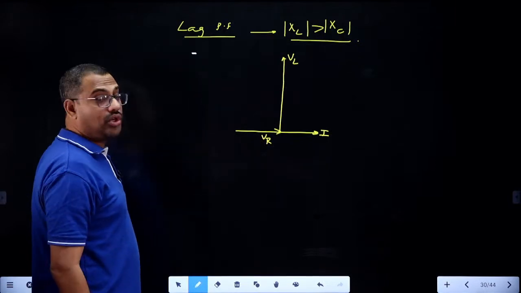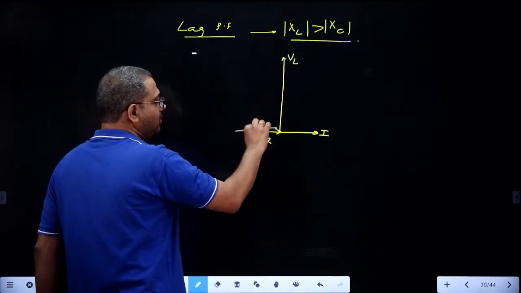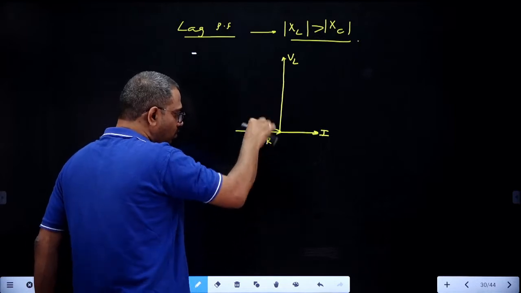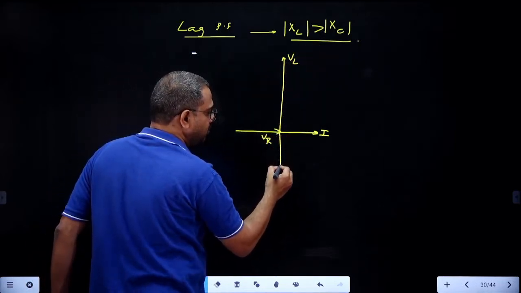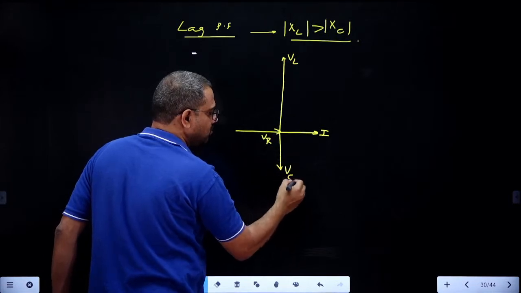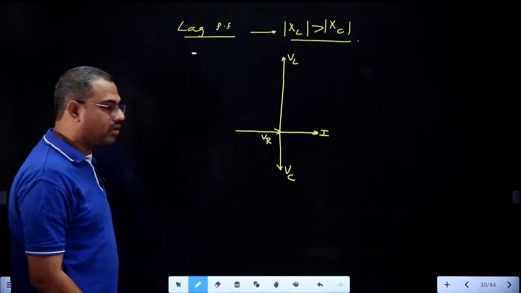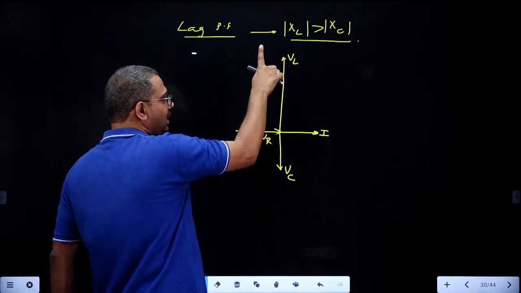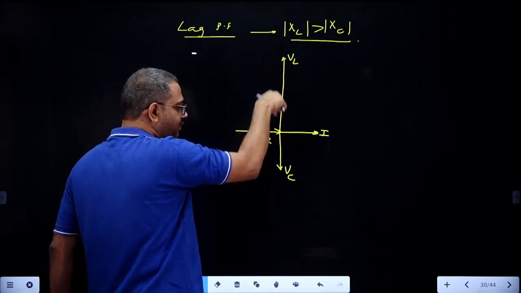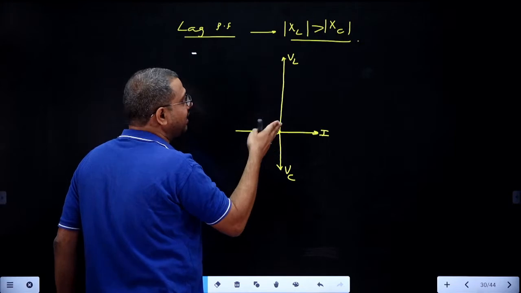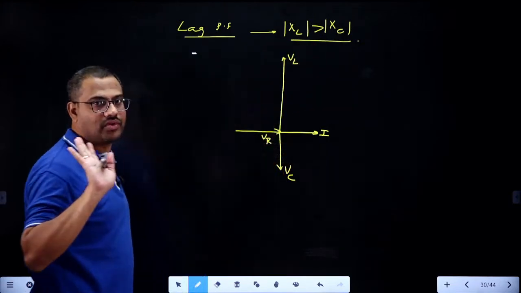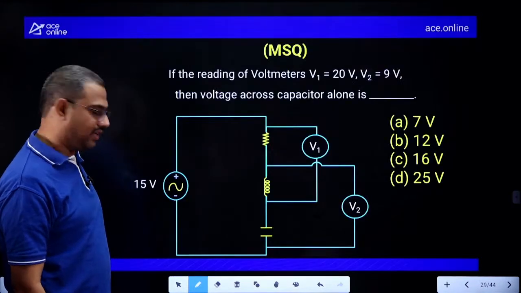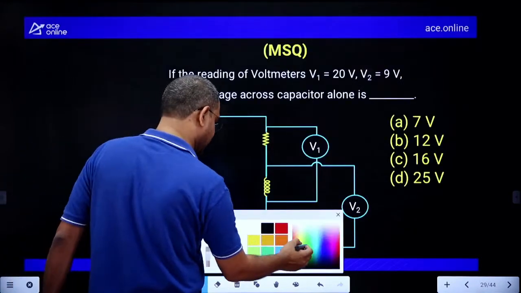Then what about a pure capacitor? In a capacitor, current leads, voltage lags. But clearly XC is small, so VC also should be small. That is the meaning. So in lagging power factor, VR is in phase, VL leads I and VC lags I by 90 degrees. But importantly, because XL is greater than XC, VL should be greater than VC. So now let us substitute the data given.